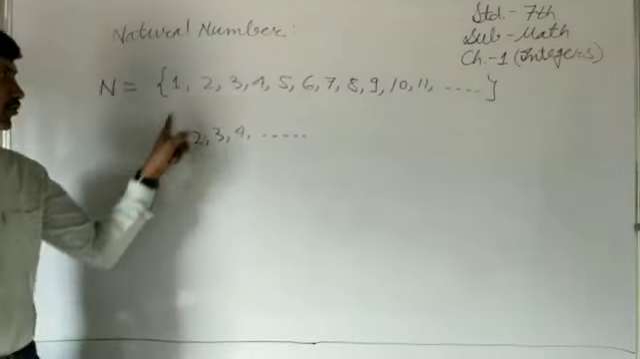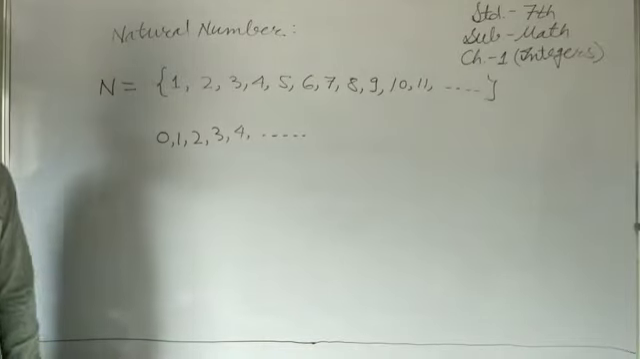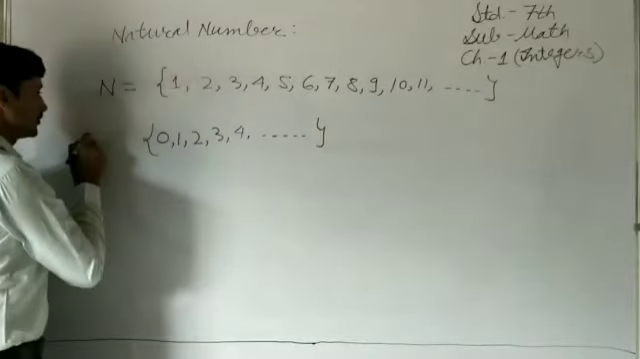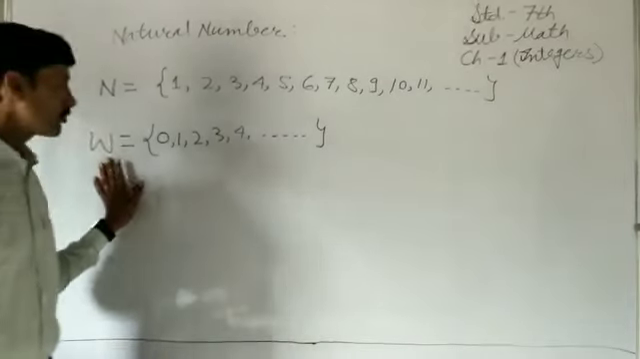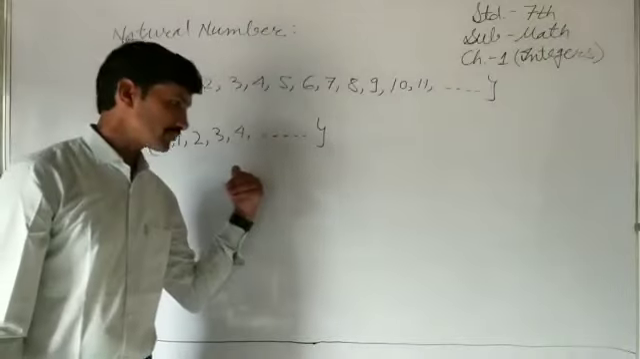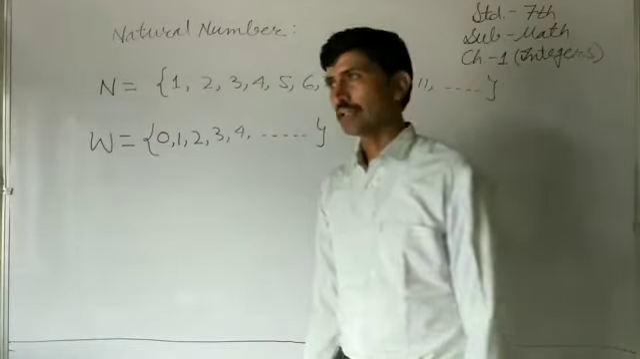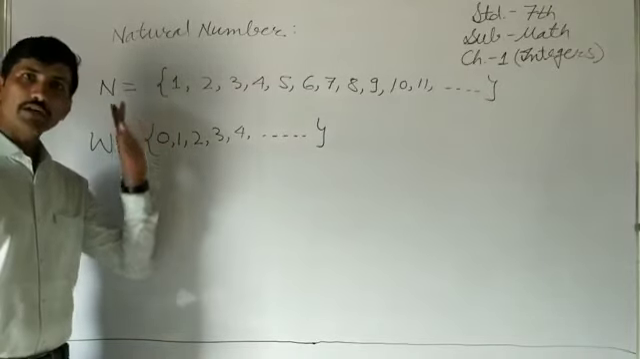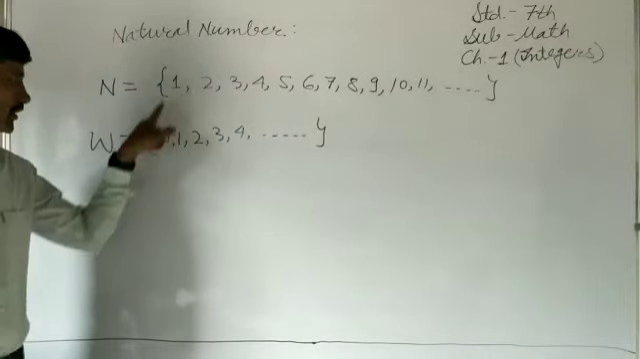Including 0, this collection of natural numbers is known as the set of whole numbers, or collection of whole numbers. We denote it by W. So W is the set of all the whole numbers. Whole numbers means 0, 1, 2, 3, 4, 5, 6 and so on. These numbers are known as the whole numbers. The only difference between the collection of natural numbers and the collection of whole numbers is of 0. Here is 0, here is not 0.